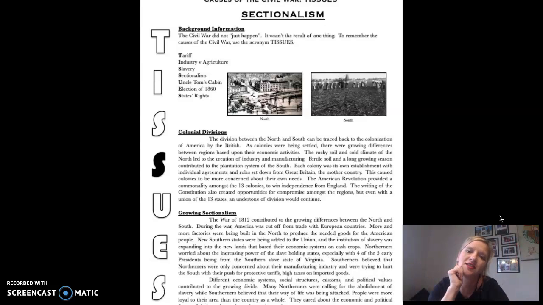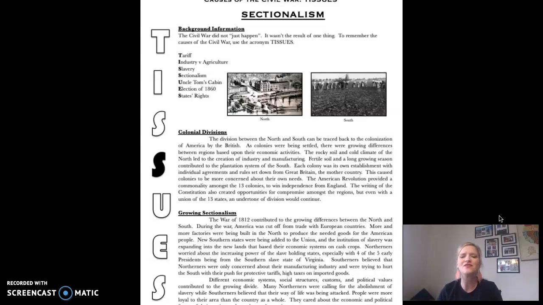And we have two sections on here, the North and the South. Don't forget the West is there too. They just don't get as involved. Of course, the issue was, should slavery go to the West? But we're really just looking at the North and the South. This idea of sectionalism goes all the way back to the colonies. And so let's read about the colonial divisions.